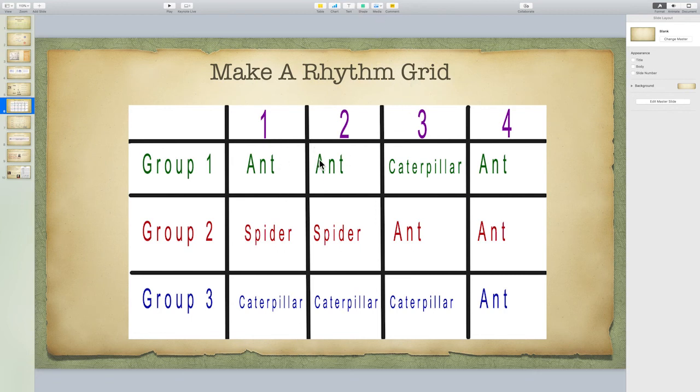Then if you wanted to, you could put those words to a musical instrument, or you could clap them, or anything you like. So for example, with the group 3 one, caterpillar, caterpillar, caterpillar, ant, I'm going to play that on the recorder. And if it was spider, I could do something like. And if it was group 1, I could do this.